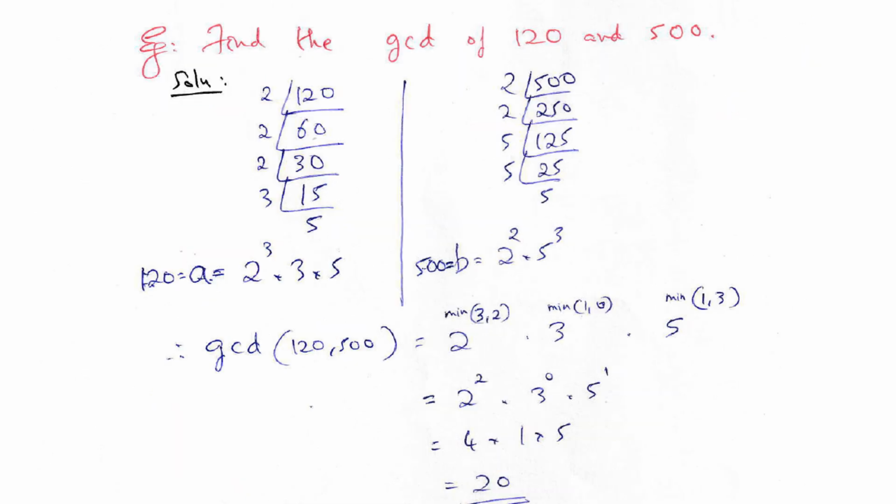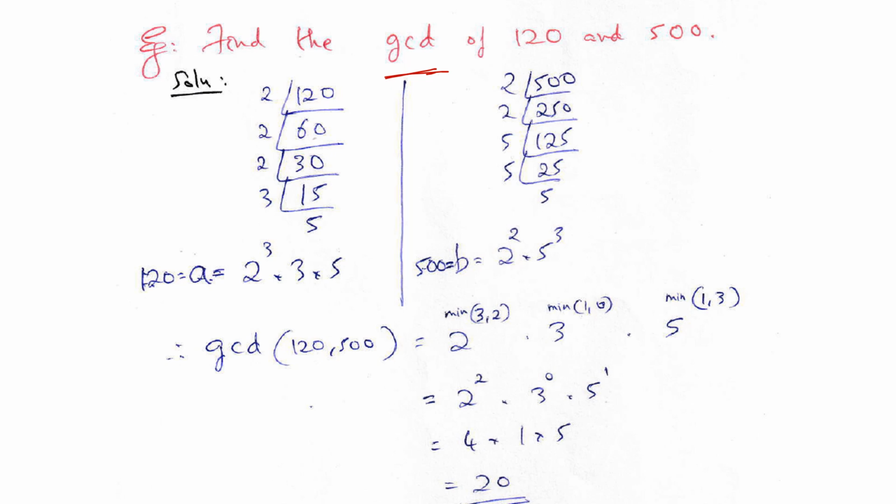Look at the next question. Find the greatest common divisor. GCD means greatest common divisor. Okay, this is the GCD of 120 and 500. So what you do, first you take the factorization for 120. So 120, start from the lowest as we discussed in the previous problem.